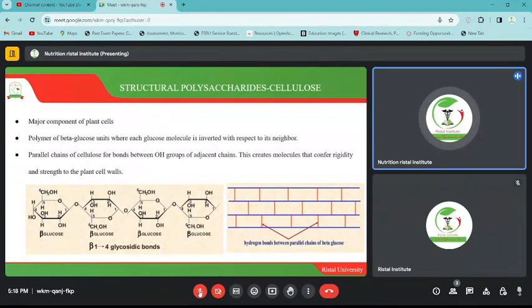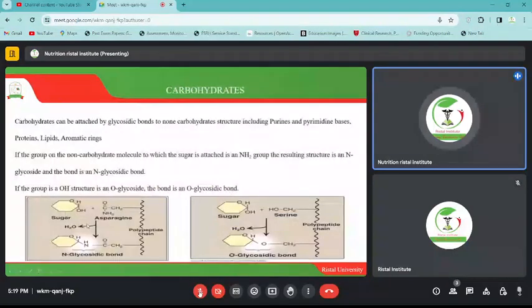Cellulose is a major component of the plant cell wall, and it is formed from beta glucose units, where each glucose molecule is inverted with respect to its neighbor. Meaning, if one is up the side, the other one is more like upside down, just like the way you see here. For you to prove that, let's look at this diagram down here. Sorry about that.